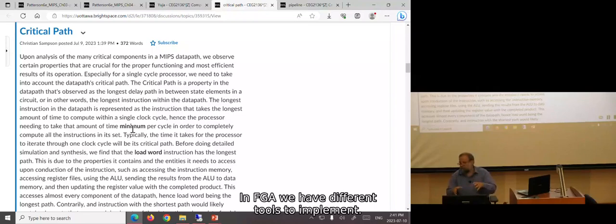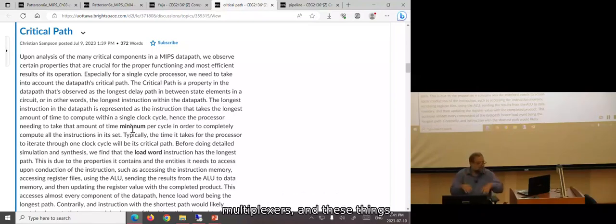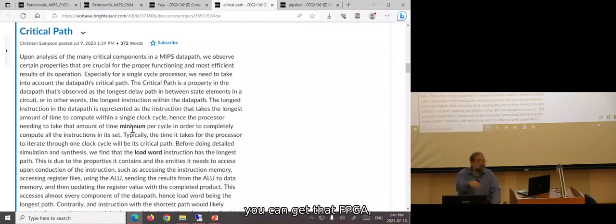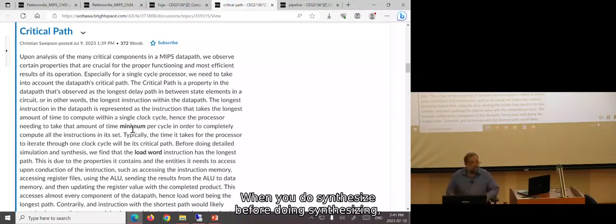In the FPGA, we have different kinds of resources to implement with. For example, you have lookup tables, multiplexers, and these things. I don't go into that detail. But at the end, you have something in the FPGA, and you can connect wires to it. You can test it. For example, if it is a datapath, a processor, you can take that FPGA, put it in a computer, and use it. This is synthesizing.